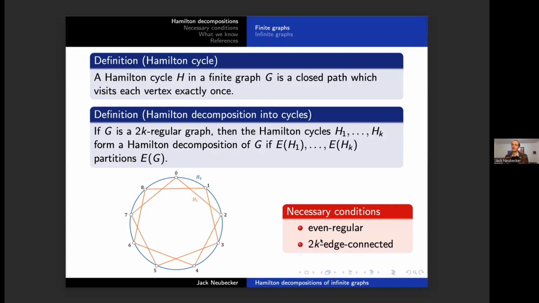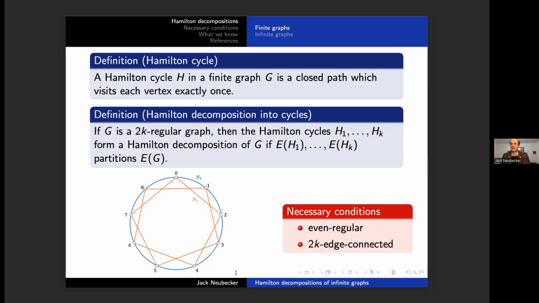So what do we all need to agree on before we get started? For those who aren't familiar, a Hamilton cycle in a finite graph is a path which starts at a vertex, visits every other vertex exactly once, and returns to where it started. So for example, the blue edges in this graph are an example of a Hamilton cycle. Beyond that, if I can color all of the edges of my graph so that each color is a Hamilton cycle, then I will call that graph Hamilton decomposable. So we can see that not only do the blue edges form a cycle, but the orange edges do too. So we can say that this graph formed by their union is a Hamilton decomposition into cycles.